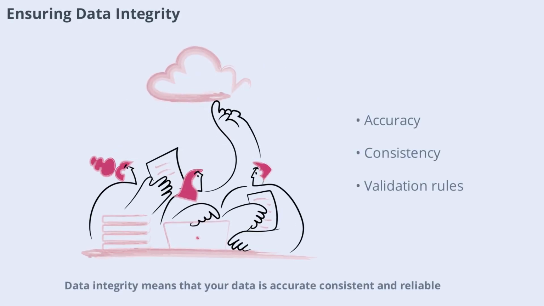Data integrity means that your data is accurate, consistent, and reliable. This is achieved through constraints, validation rules, and careful design. For example, you might require that email addresses follow a specific format or that certain fields cannot be left blank. By enforcing data integrity, you ensure that your information remains trustworthy over time.